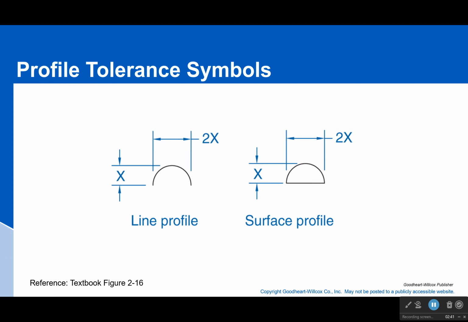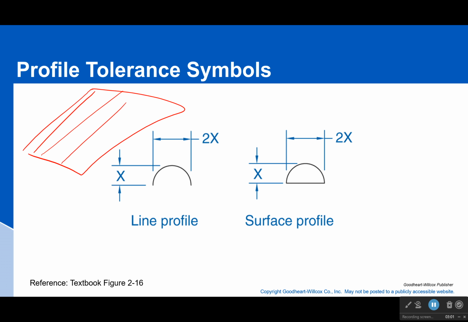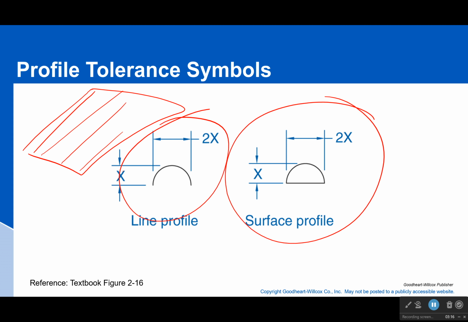Profile tolerance symbols. You'll see these all the time. Best connection between the two is a line profile looks at every single line shape of it individually. So if I have a flat plane, which is not where it's usually used, I look at each line and I check, okay, does that match the profile? Yes. Does that match the profile? Yes, yes, individually. Surface profile said they all have to match at the same time and in the same shape. So it's more three-dimensional, where this is more or less two-dimensional.